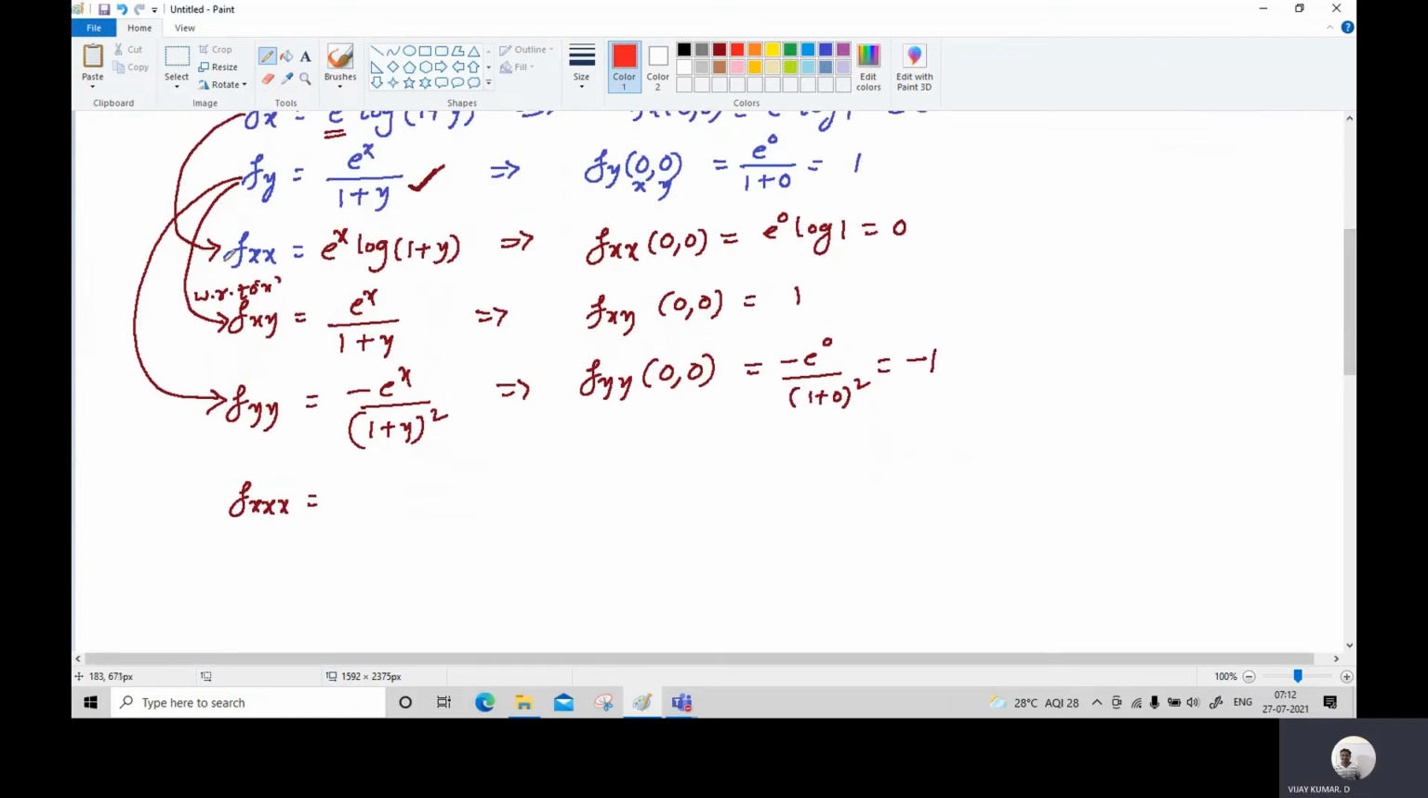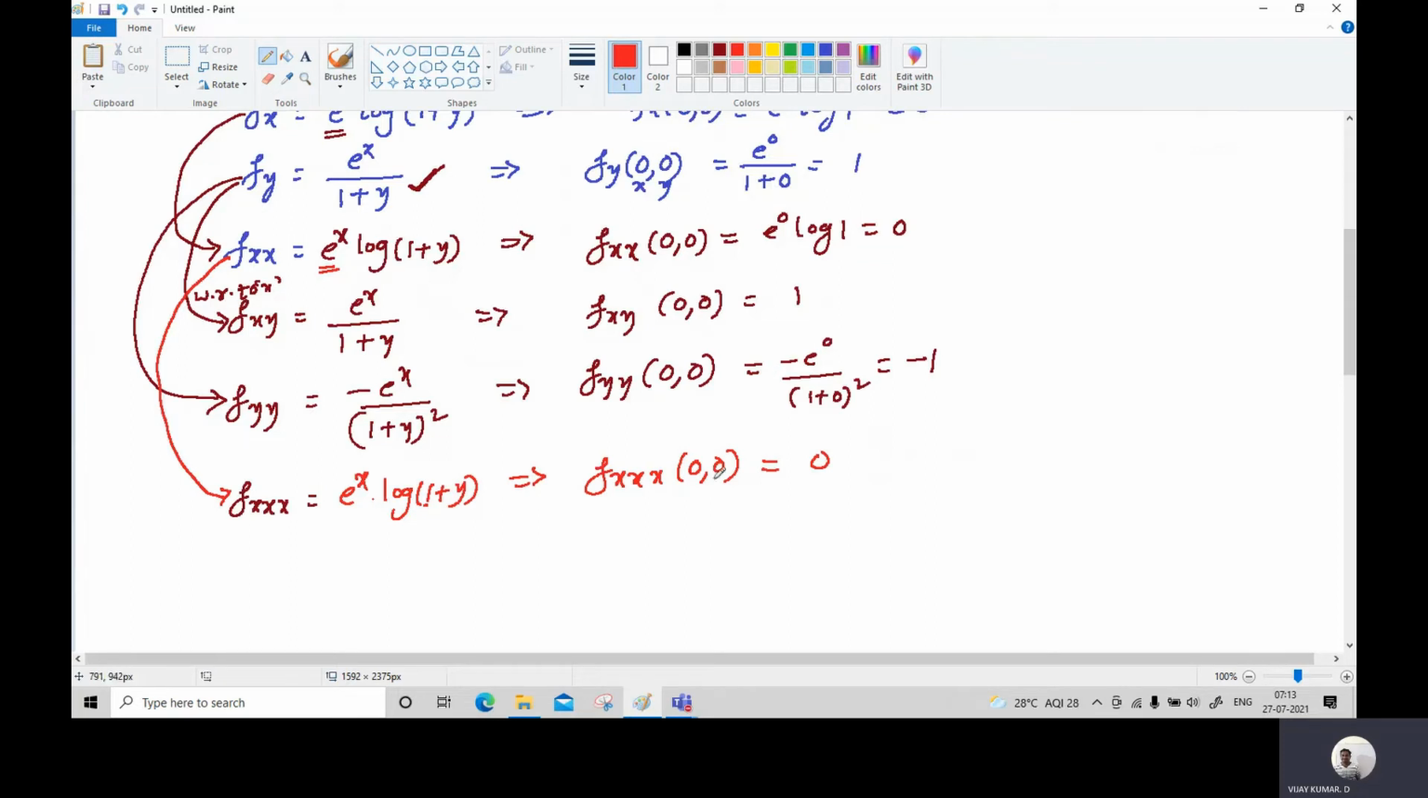So already f double x is here, which is the second order partial derivative. For this one, again we have to take another partial derivative with respect to x. Only e power x is the variable. Its derivative is itself, e power x into log of 1 plus y. Replace the point. From this we are getting this value, which is 0. E power 0 into log 1. Log 1 is 0. 0 into anything is 0.